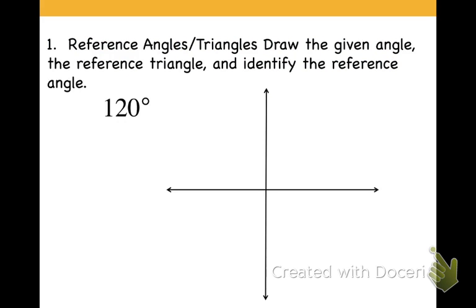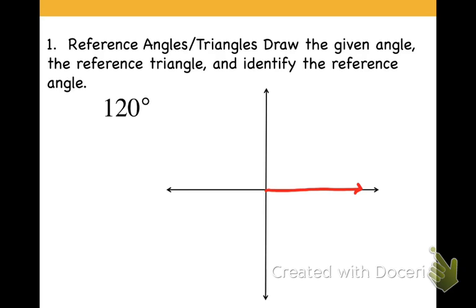All right, so we're going to do it with 120 degrees. We're going to draw in the 120 first, and we're going to create a reference triangle and figure out what our reference angle is. All right, so that's all we're going to do right here. So we're going to start with that standard position. We're going to draw in that positive x-axis line, that initial side.